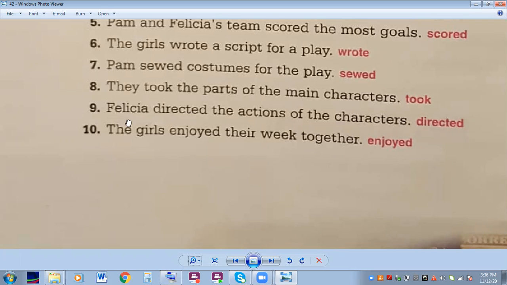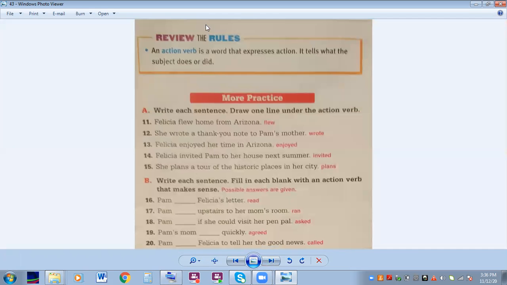The girls enjoyed their week together. The girls is the subject of our sentence. What did the girls do? They enjoyed. Enjoyed is our action verb. All right, let's move on to our next page. Remember, an action verb expresses action and tells what our subject does or did.